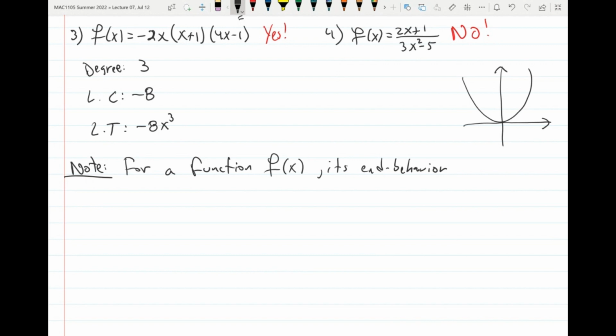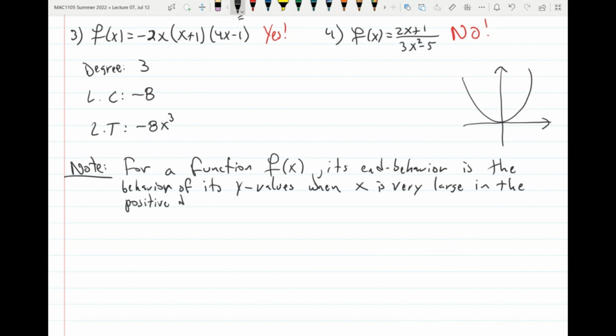So for a function f of x, its end behavior is the behavior of its y values when x is very large in the positive direction and very small in the negative direction.